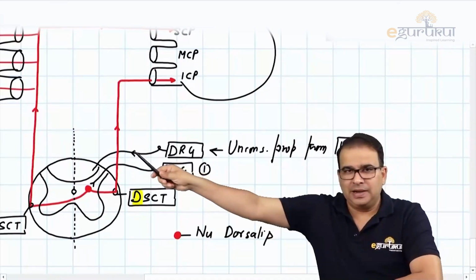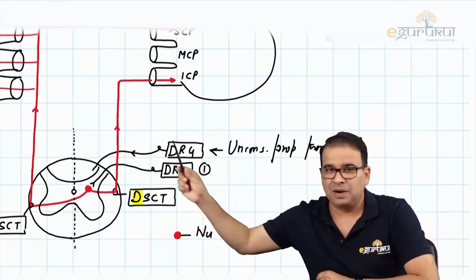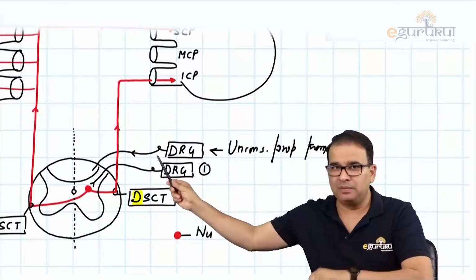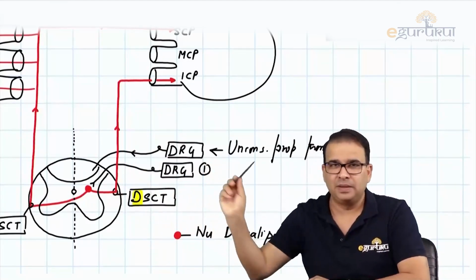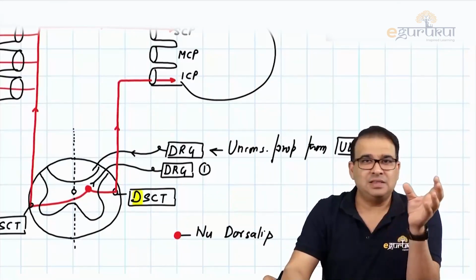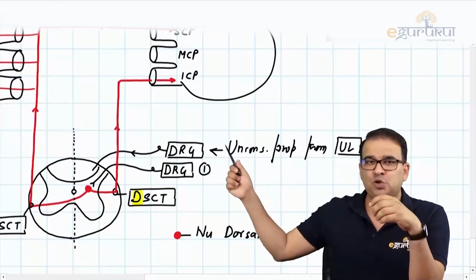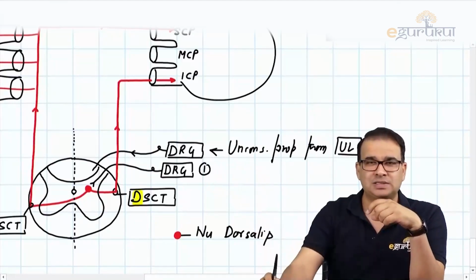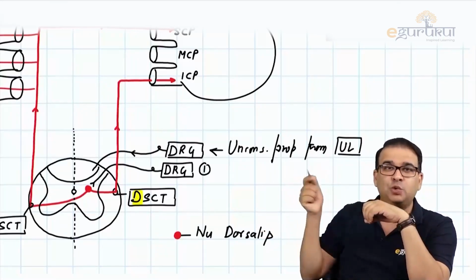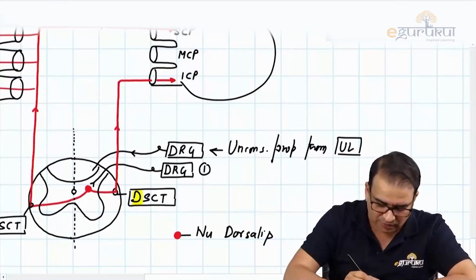They do not go to the nucleus dorsalis there. Ideally they should. But those fibers which are carrying the precise unconscious proprioception of upper limb, they directly go into the white matter. Now, it's a choice for you. In the white matter, on the dorsal side, we have either fasciculus gracilis or fasciculus cuneatus. Now, according to you, these fibers should join with which one? Gracilis or cuneatus? Well, because they're coming from where? From the upper limb. So, they will join with the cuneatus fiber. So, these fibers merge with the cuneatus fiber only and they will run above like this.